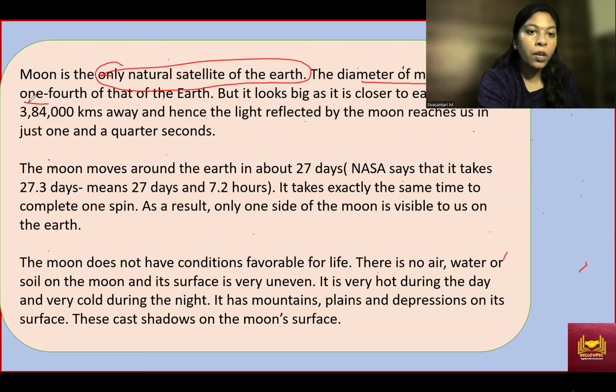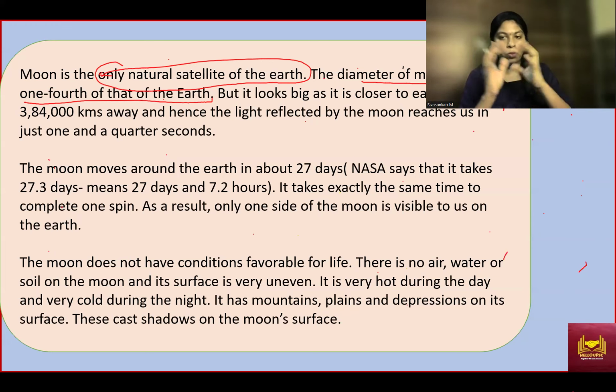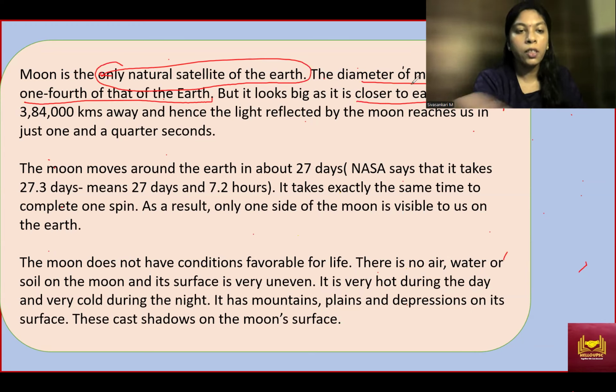Diameter of Moon is only 1/4 of that of Earth. That means Moon is smaller than Earth. Moon is very small compared to Earth, but it looks very big. Even the Sun is very small when you are seeing it, but Earth looks very big. Moon is smaller than Earth itself, but it looks similar to the sun when you're seeing from Earth. Why? Because it is closer to Earth.